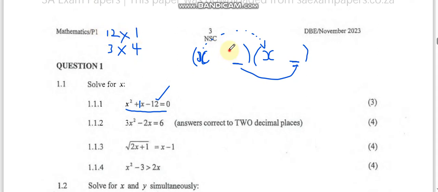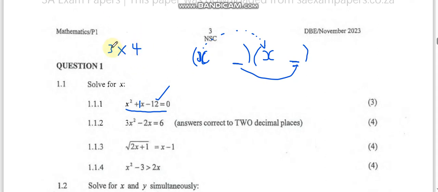Let's try this one. 12 times 1. If you put the 12 there and the 1 there, then 12 plus 1 doesn't give us the coefficient of 1, it gives us 13. And 12 minus 1 gives us 11, so it still does not give us the coefficient of x. We are supposed to get 1 here, so that simply means these factors are not applicable, because they do not give us the middle term.